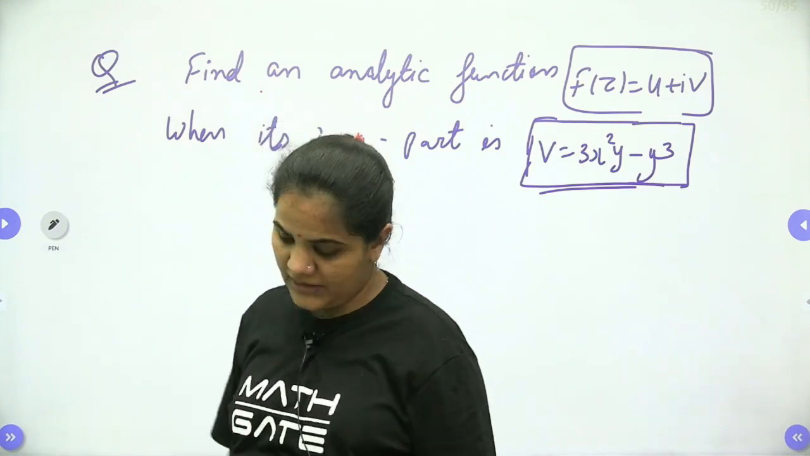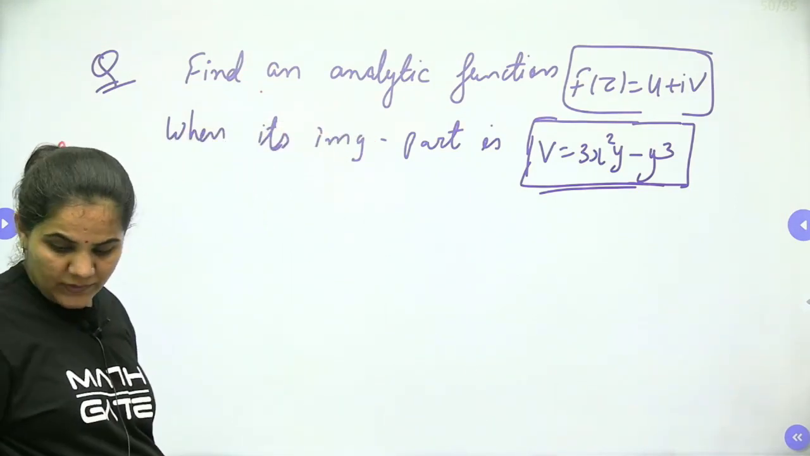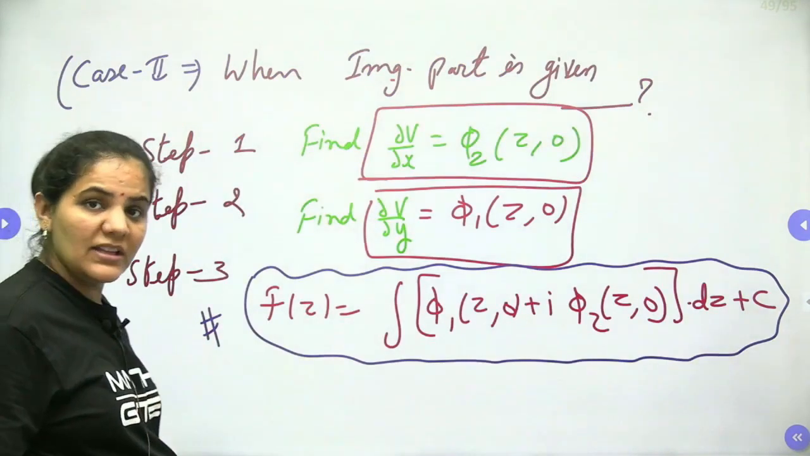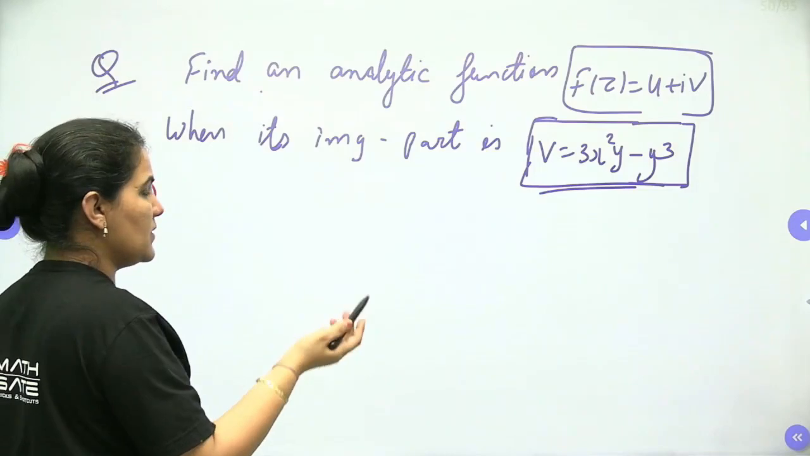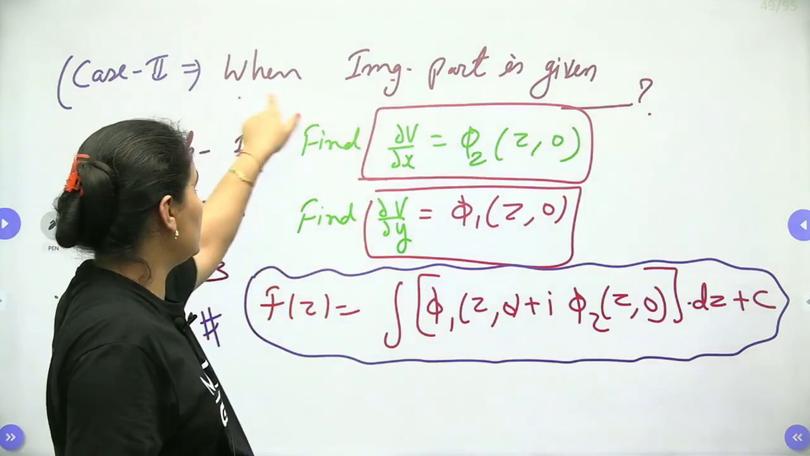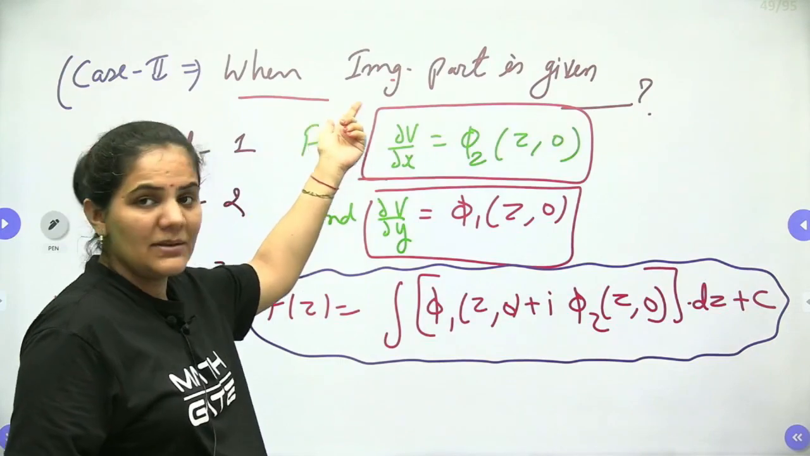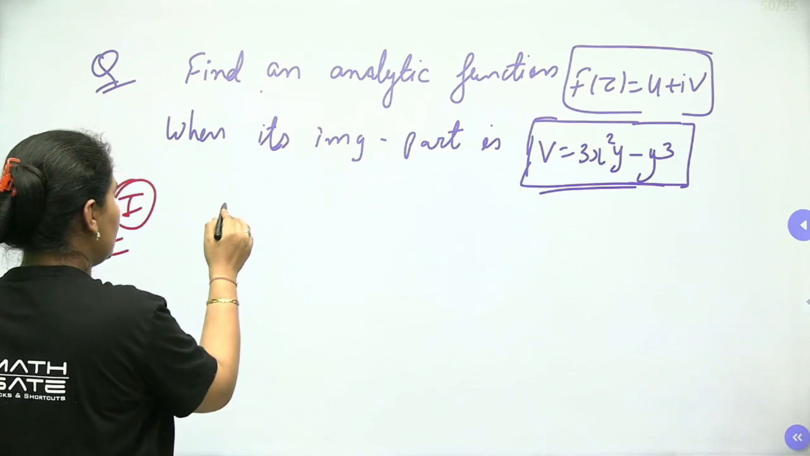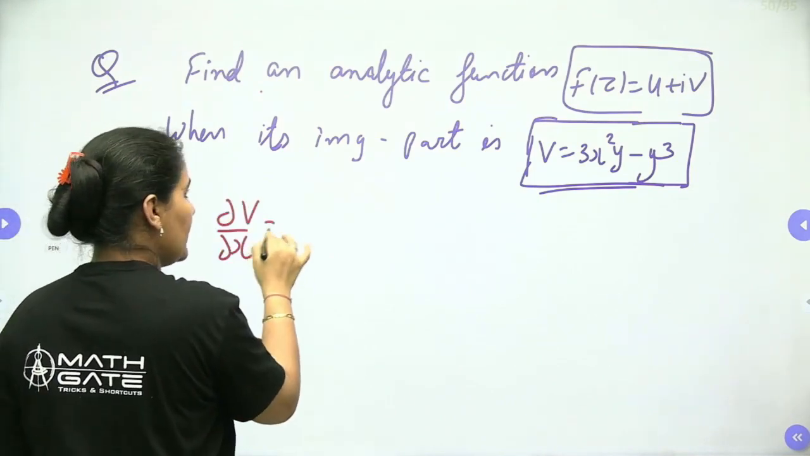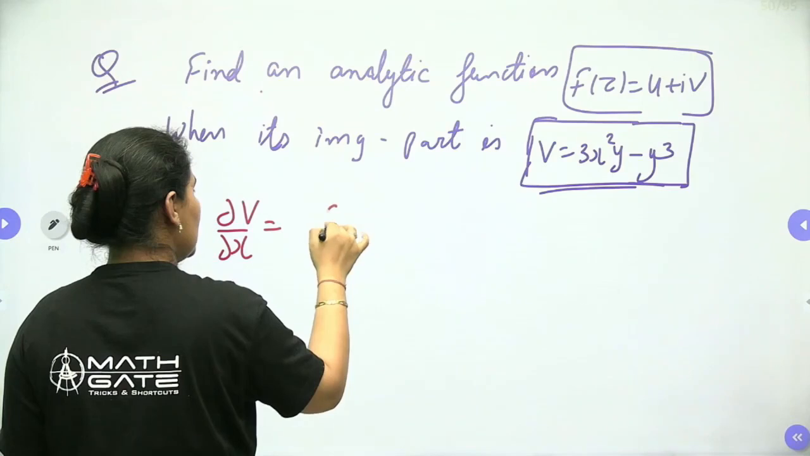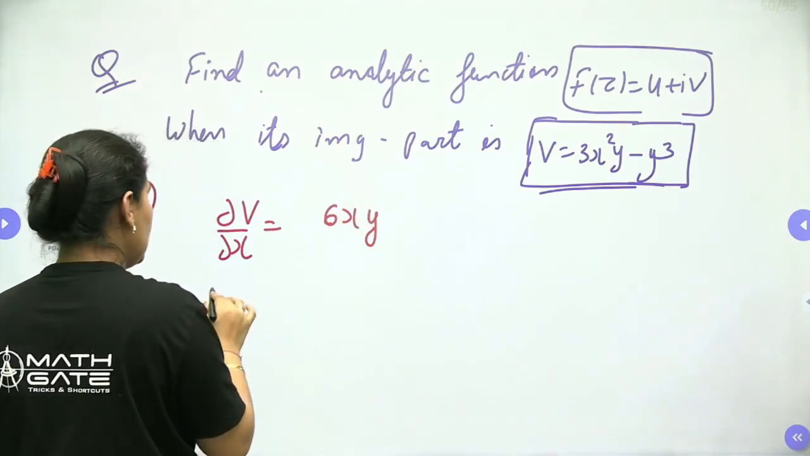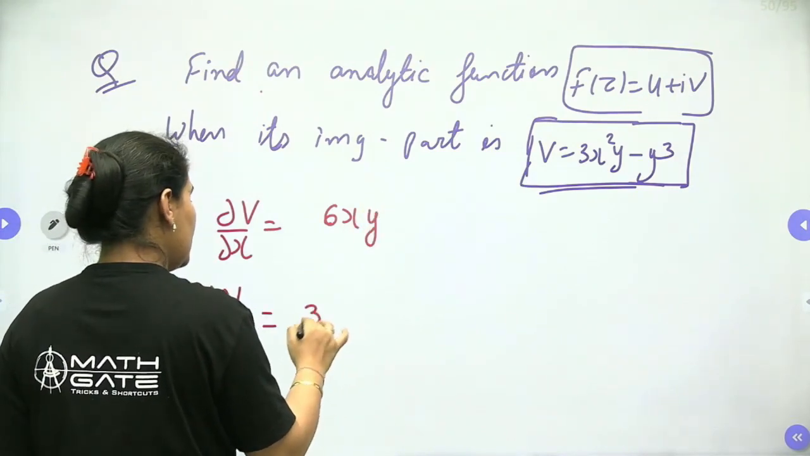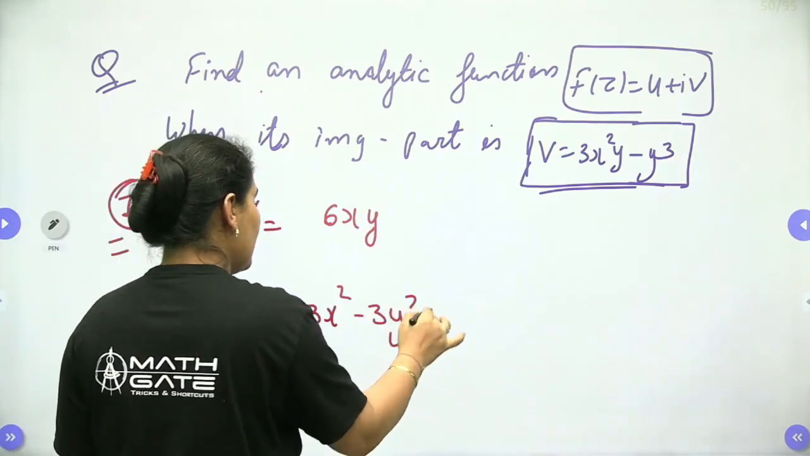So when we approach here, what will it become? Let's approach the first method, the Milne-Thomson method. In Milne-Thomson, we are having v, so it means we will approach the second part. We have the imaginary part, so we will find del v by del x, which will be 6xy, right? And del v by del y will be 3x square minus 3y square, right?